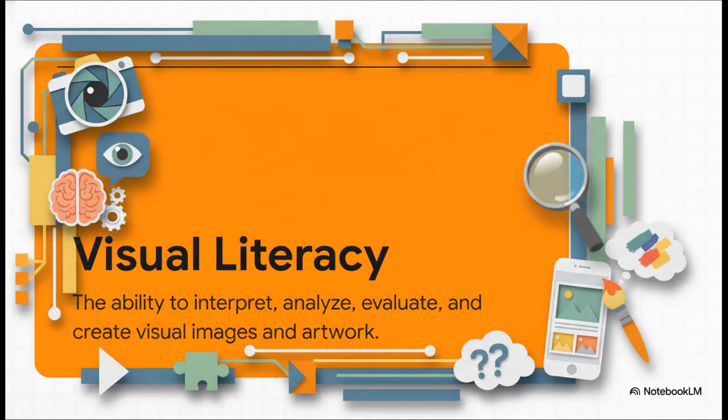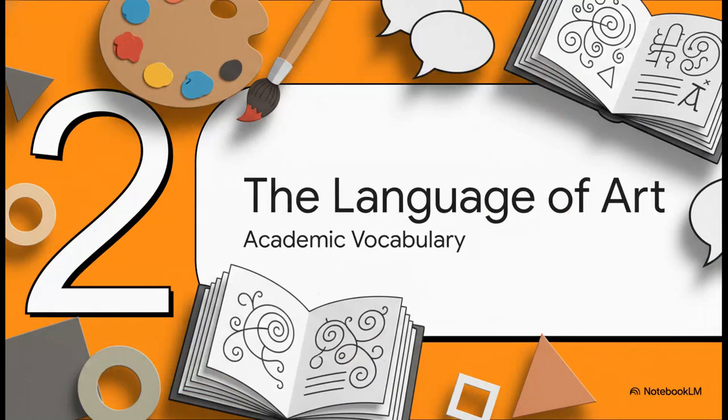So what does this all mean? At its core, visual literacy is defined as the ability to interpret, analyze, evaluate, and actually create visual images and artwork. It is an active, multi-step process. You're literally equipping your students with a critical life skill here. I mean, we live in a world completely saturated with media, right? Teaching them how to process visual data is just as vital as teaching them to process a standard paragraph of text.